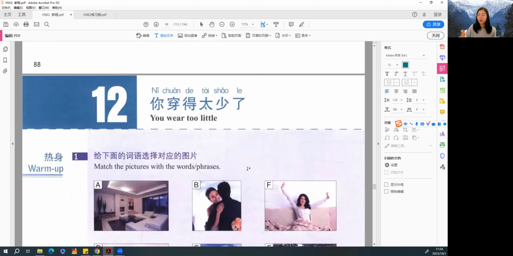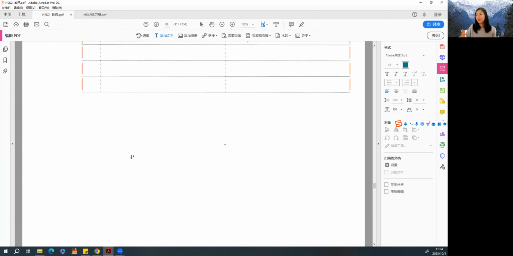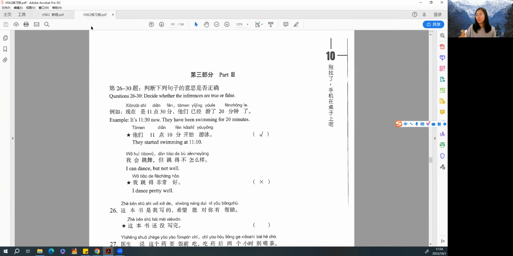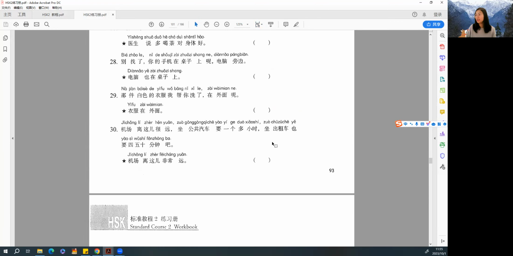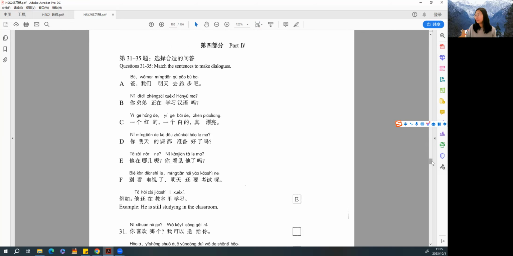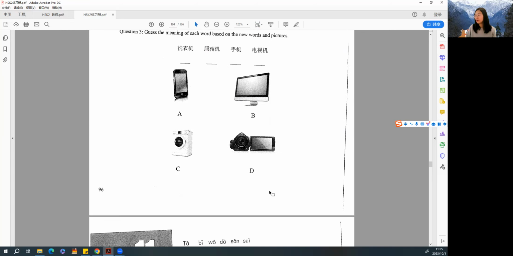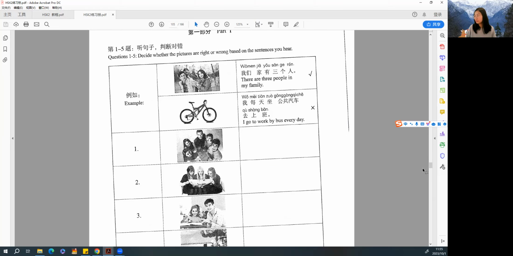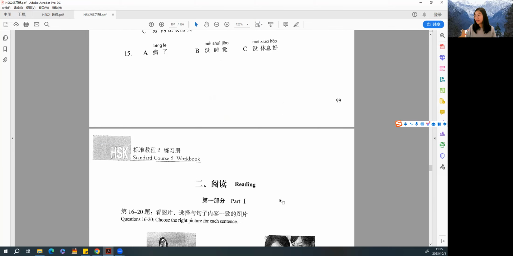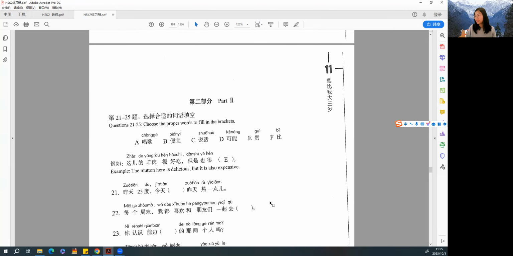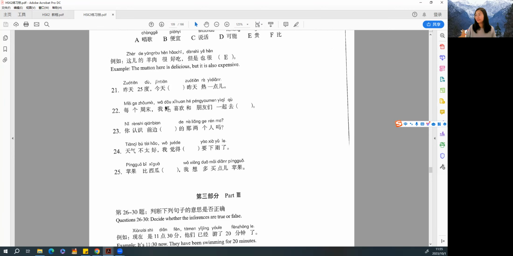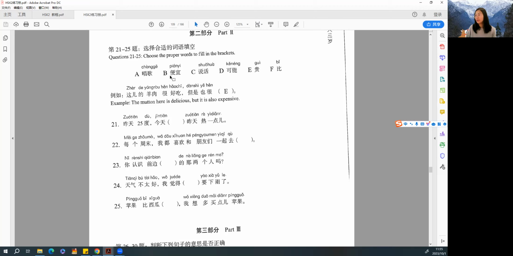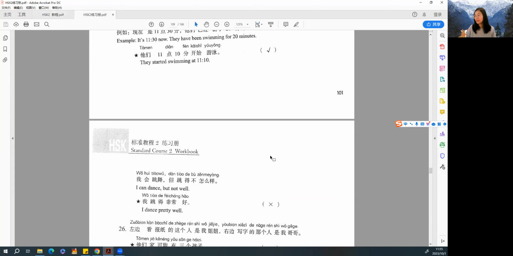In our next class, we are going to begin lesson 12. 你穿的太少了. You wear too little. And we are going to take a look at the exercise book of lesson 11. We're going to probably find something more about the comparison exercise. Let's take a look if there's any. Yeah, here. 唱歌便宜说话可能会比. That one is easy.